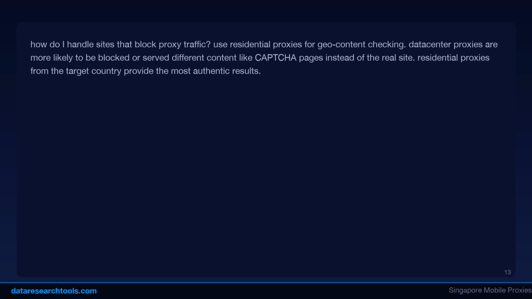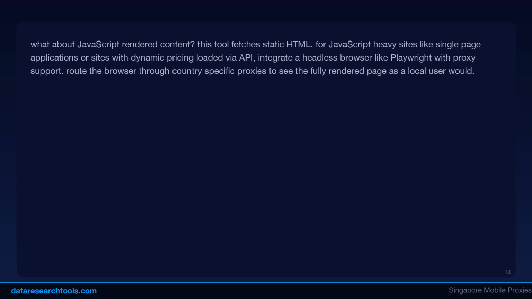How many locations should I check? It depends on your business needs. For global e-commerce monitoring, the top 10 to 20 markets cover most cases. For ad verification, focus on your active advertising markets. Start with your most important markets and expand as needed.